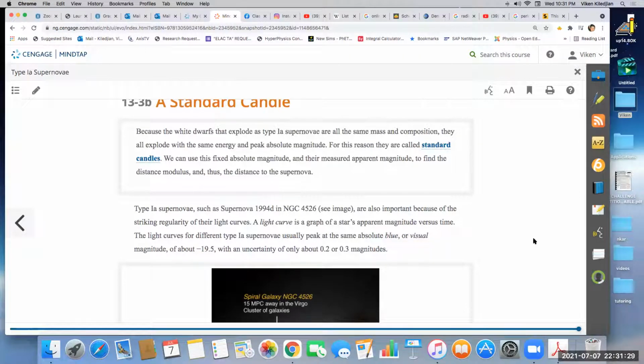So we learned so many things now. Everything is starting to come together, you know. So absolute visual or blue or visual magnitude about negative 19.5 with an uncertainty of only about 0.2 to 0.3 magnitudes. So that means they're going to be within 19.5 by only a difference of 0.2 or 0.3.